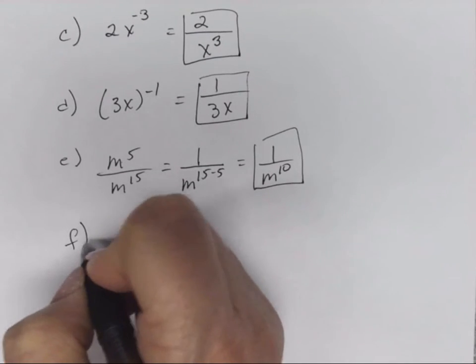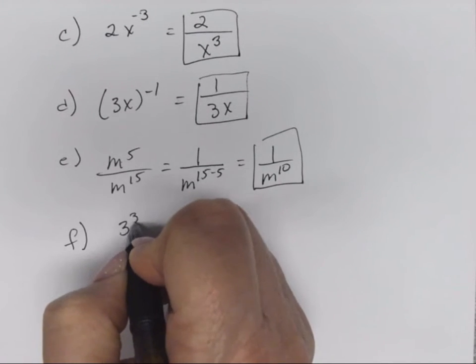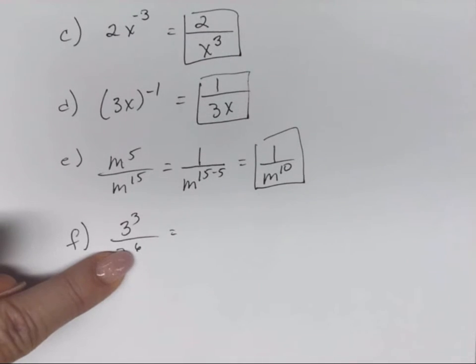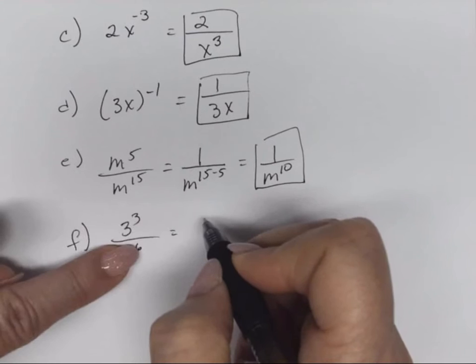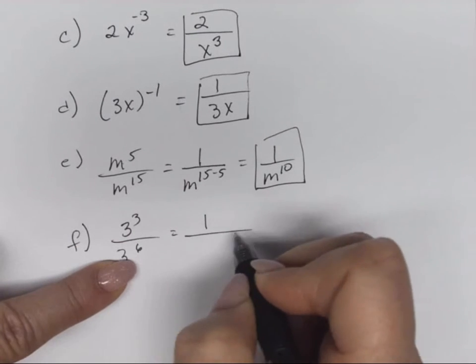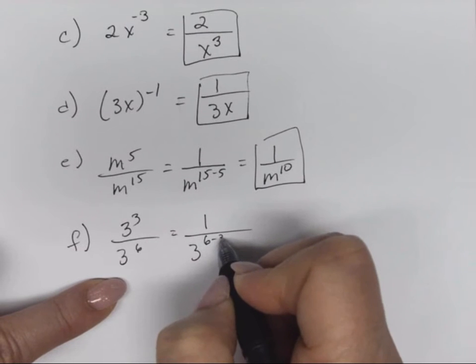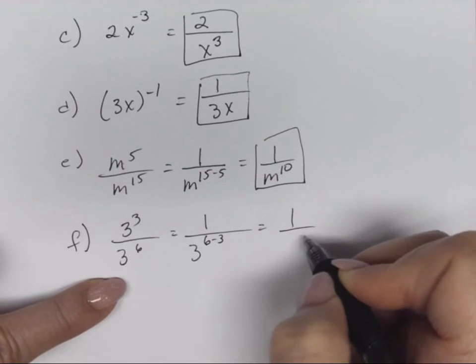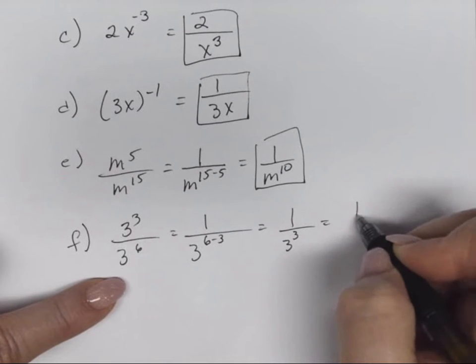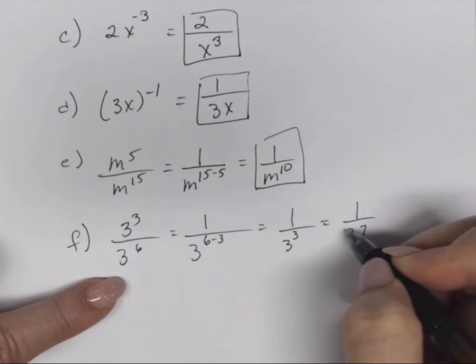All right, let's look at F. If we have 3 to the third over 3 to the sixth, again, there's more of them in the denominator, and they're both positive, so I'm going to bring down the 3 exponents. So it'll be 3 to the 6 minus 3, which will be 1 over 3 to the third, and 3 to the third will get us 27.